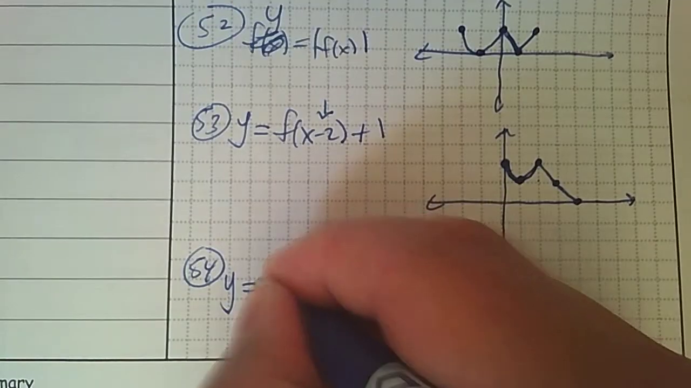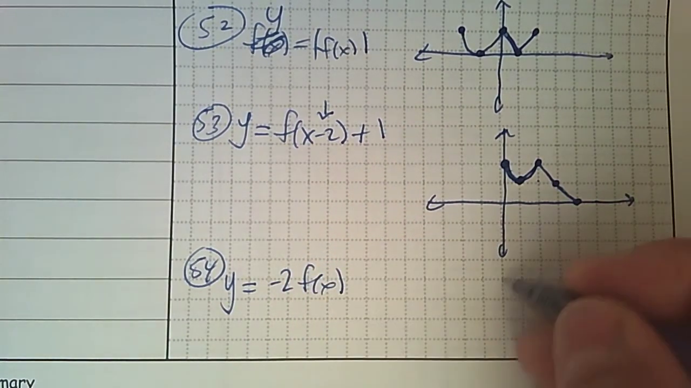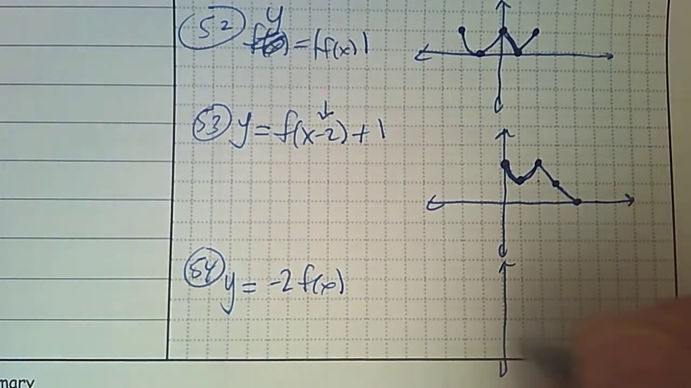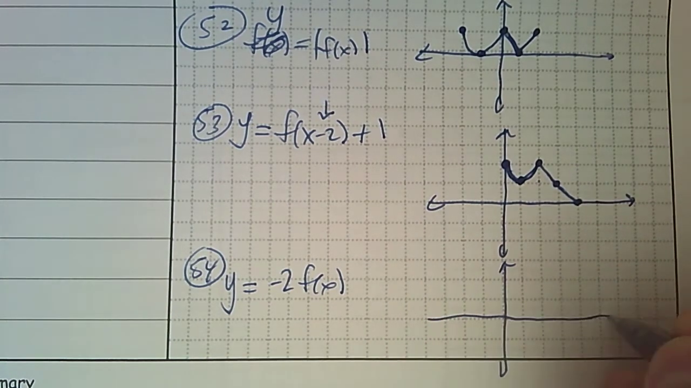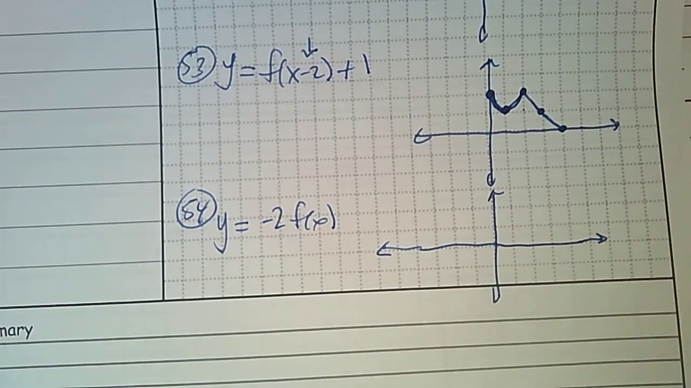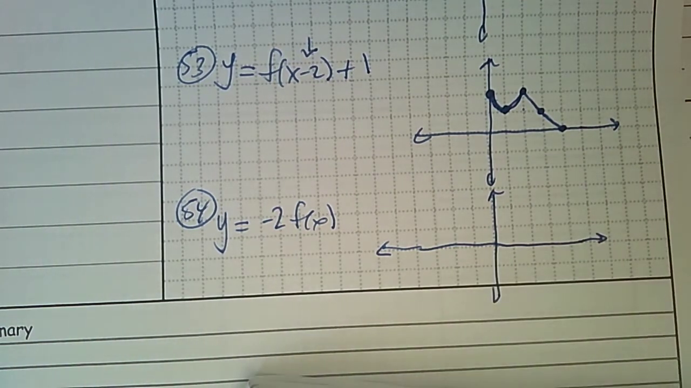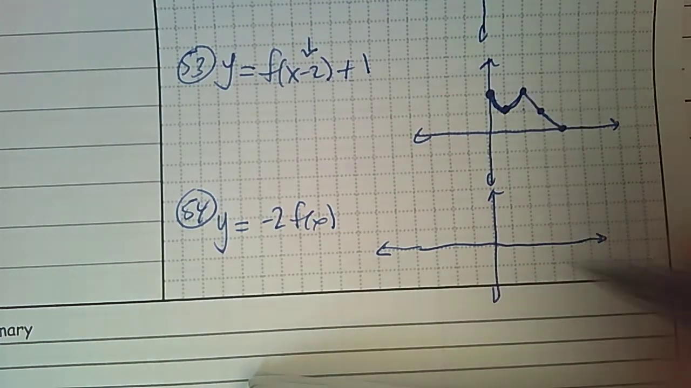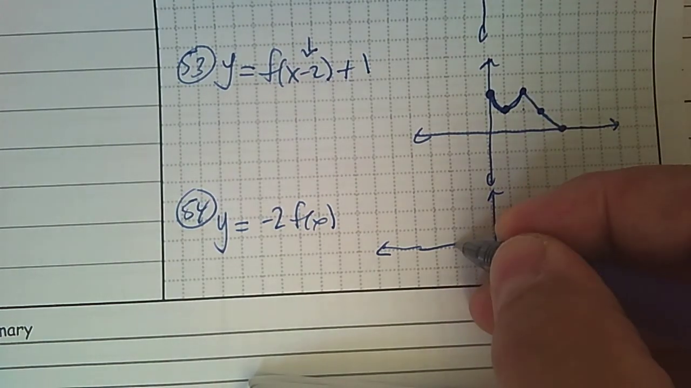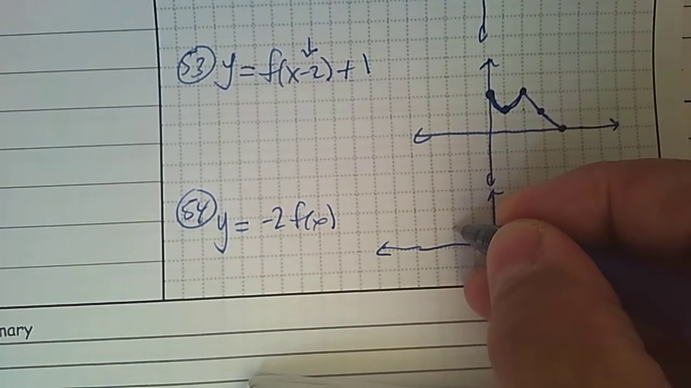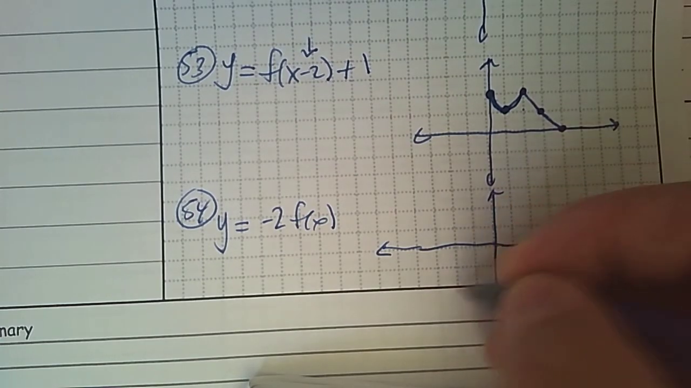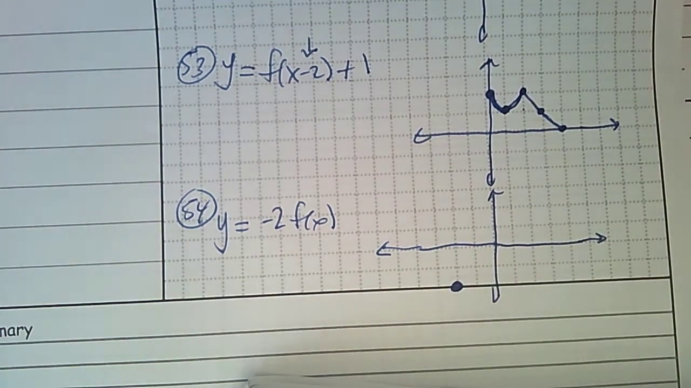If the function was negative 2 f at x, what would that do to the graph? So negative means a reflection, and 2 means it's been stretched. And this is all the y-coordinate. So take only the y-coordinate and multiply it by negative 2. So the first one went 2 to the left, that's the x-coordinate, and the y-coordinate was 1. So if I go 1 times negative 2, it's now here at negative 2, negative 2.